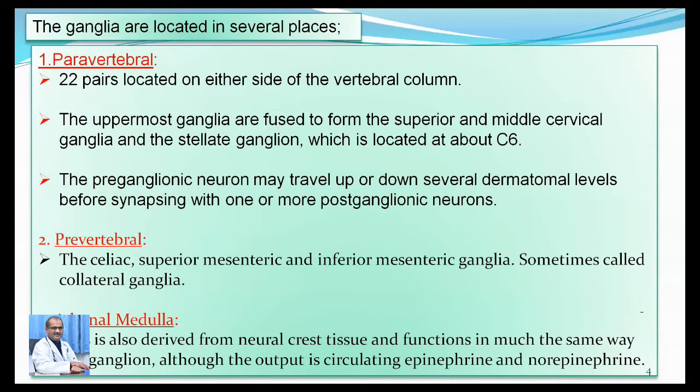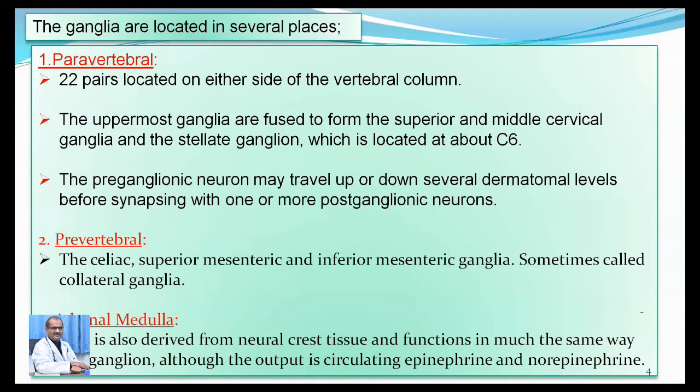So the ganglia, what are ganglia? It's a junction of two neurons. I'm going to show you a diagrammatic representation, otherwise it's very difficult to understand. There are 22 pairs of paravertebral ganglia located on either side of the vertebral column. The uppermost ganglia are fused to form the superior, middle and inferior cervical ganglia, and the stellate ganglion, which is located at the level of C6. The preganglionic neuron may travel up or down several dermatomal levels before synapsing with one or more postganglionic neurons.